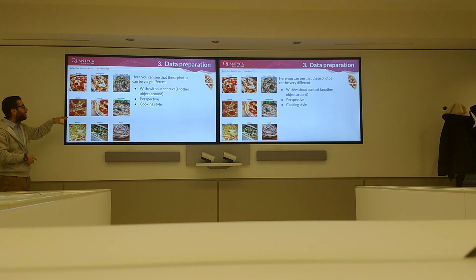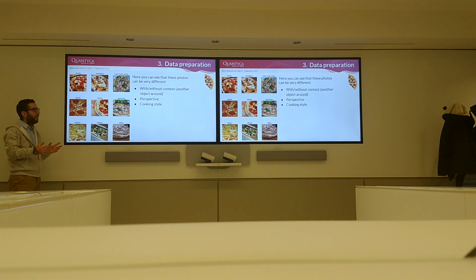Okay, so here you can see that the images in the data bunch are really different from each other because they have or don't have context. With context, I mean it's not just the photo of the pizza, but pizza and plates and other stuff around, so that the model can be more general. Also perspective, so the photo of the pizza is taken from different points of view, and also cooking style, so the dimensions of the pizza, the quantity of ingredients, etc.